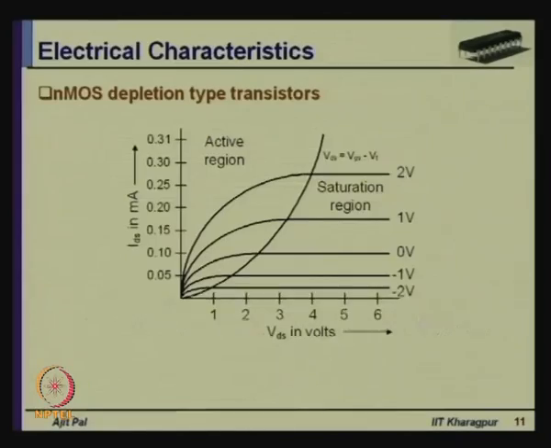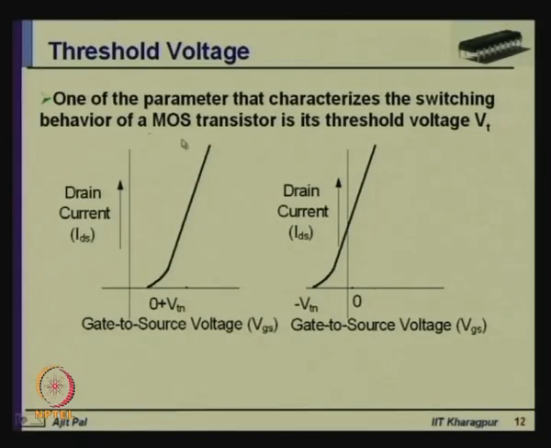Now, let us focus on the threshold voltage. This threshold voltage has been found to be one of the most crucial parameters which controls the operation of a MOS transistor.